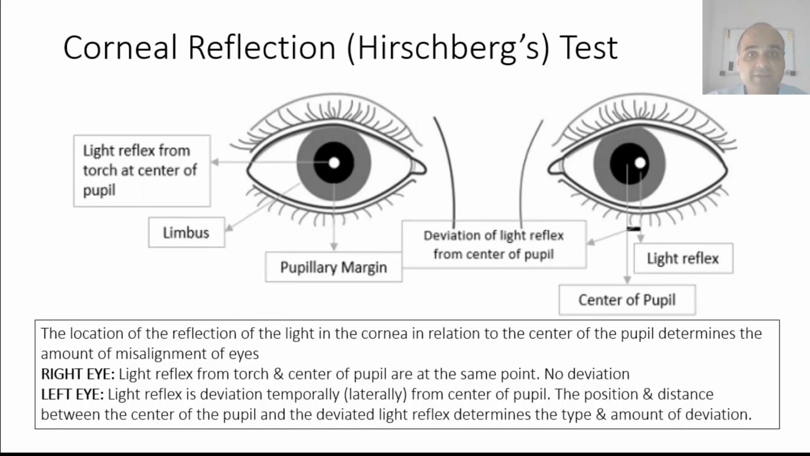If this light reflex is not corresponding to the center of the pupil, that means your eye is no longer aligned and is deviated, like it's shown in this eye, the left eye. The light reflex has moved temporally, outwards or laterally, from the center of the pupil, which is right here, represented by where this line is and my pointer. So this is the gap. This little distance is the distance between the center of the pupil and where my light reflex is. The light reflex has moved outwards and the eyeball has rotated inwards.